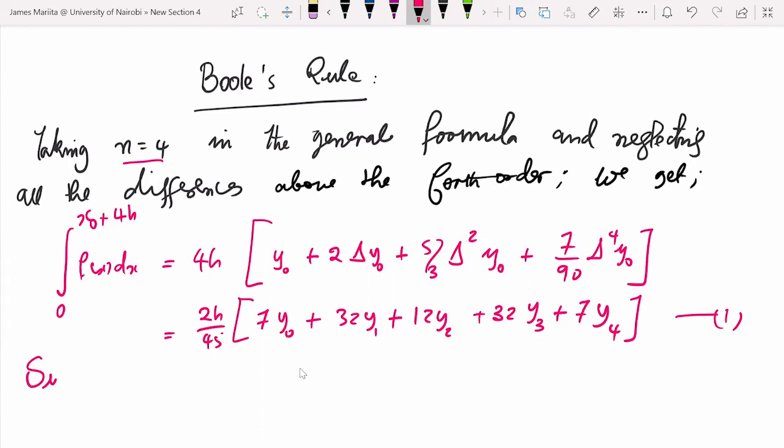Similarly, I'm saying we take n equal to 4 in the general formula, which we have had a look at before more than once. In this case, we neglect all the differences above the fourth order, because we are taking n to be equal to 4. So in the same way, what we have here is like our I1. Then we can proceed in the same way.